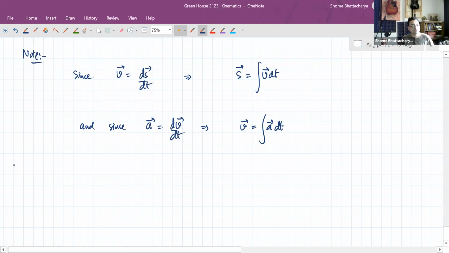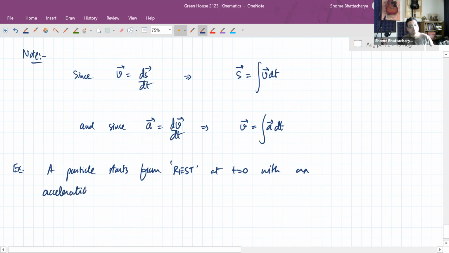So let's understand an example which has this. So a particle starts from rest at t equal to 0 with an acceleration given by this relation, that it is 3 i cap plus 2t j cap, where acceleration is in meters per second square and t is in seconds. This is the acceleration at time t.